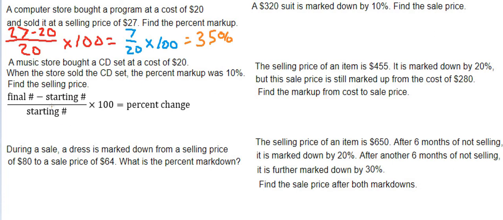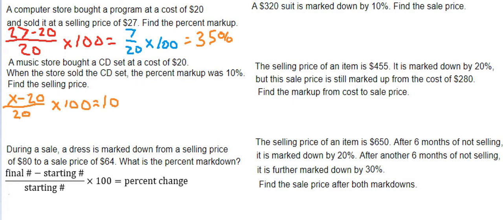For the question below it, a music store bought a CD set at a cost of $20. When the store sold the CD set, the percent markup was 10%. We're going to find the selling price. So again, you can think your way through it, but if I wanted to use this equation, and this one would be a little bit longer, we have the percent change, which is 10, and we have the starting price, which is 20. We want to find the final number, or the selling price.